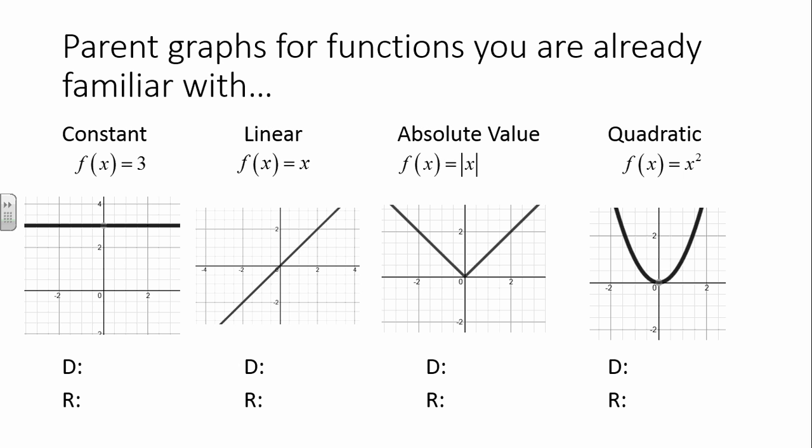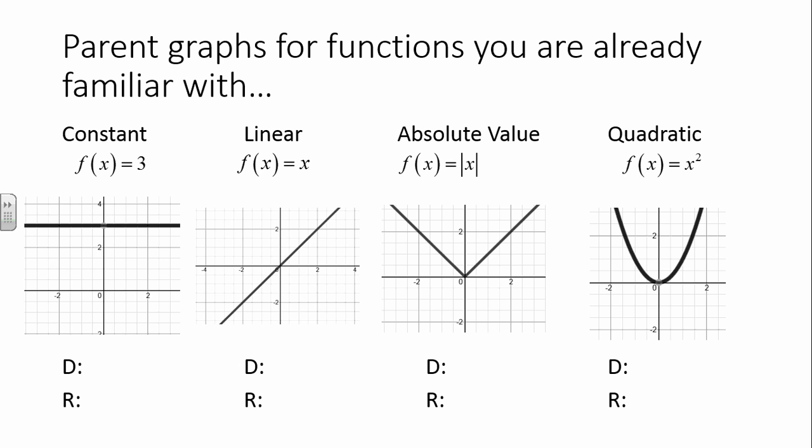For each of these, you should be comfortable listing out your domain and range. So on your notes, please go ahead and fill those in. I'll walk my way through it, and you can fill them in as I talk. For your constant function, the domain is all real numbers, but your range only has that one y coordinate, which is 3. So domain is all reals, range y equals 3. For the linear function shown here, the domain's all real numbers and the range is all real numbers. It goes up forever and down forever. It goes right forever and left forever.